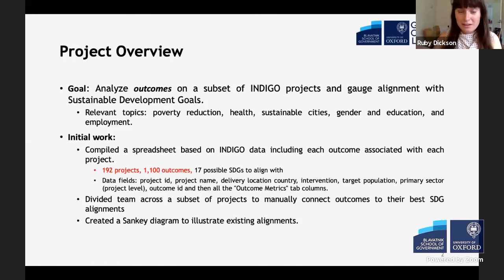The initial work that we did this week was that we had a spreadsheet based on INDIGO data, which had a bunch of different data fields, including project ID, project name, and importantly, a bunch of outcomes and the metrics that we're trying to use to assess those projects as they are right now. We have 192 projects and about 1,100 outcomes with, of course, 17 SDGs that we can align them with. So we divided up our team across a subset of projects. And then what we did was just manually connect the outcomes to as many SDGs as we could think of that were appropriate. And then we tried to create a Sankey diagram to illustrate those alignments.